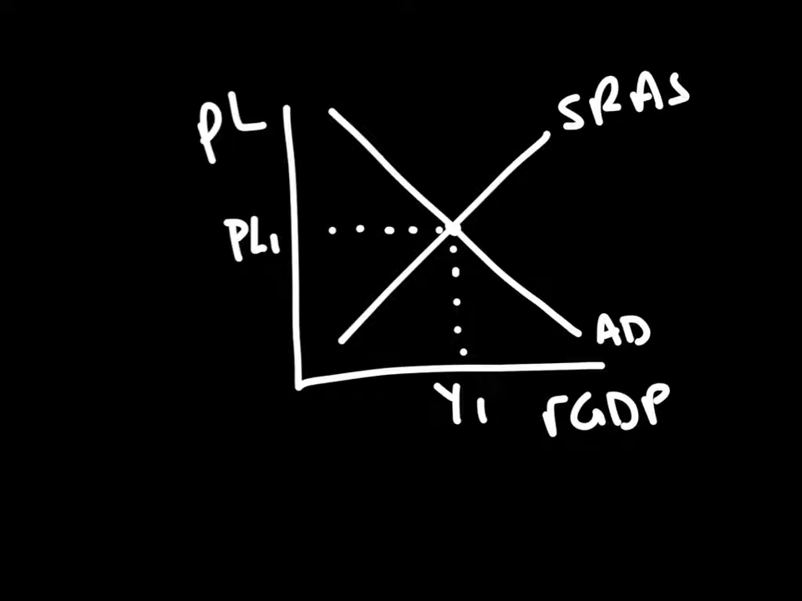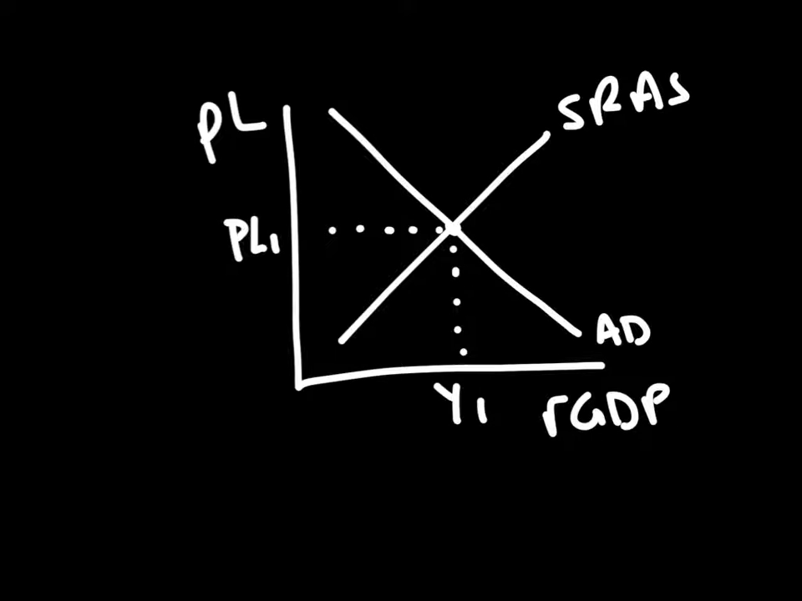This video is about the short-run equilibrium in a macro market, showing the intersection of aggregate demand and the short-run aggregate supply curve. So here we have a graph showing the short-run aggregate supply curve and aggregate demand curve on the same graph, and the intersection is what's known as macro equilibrium.